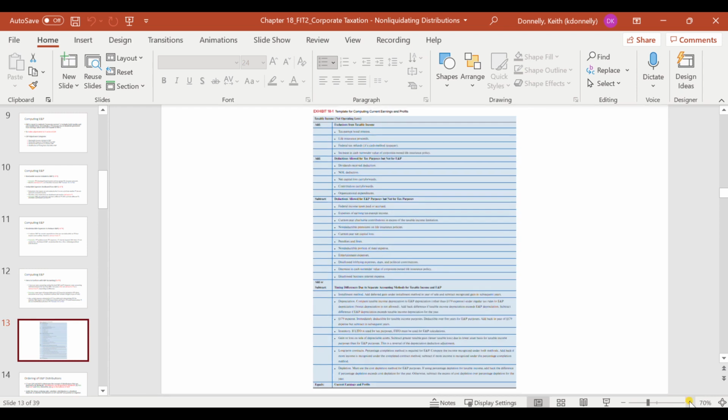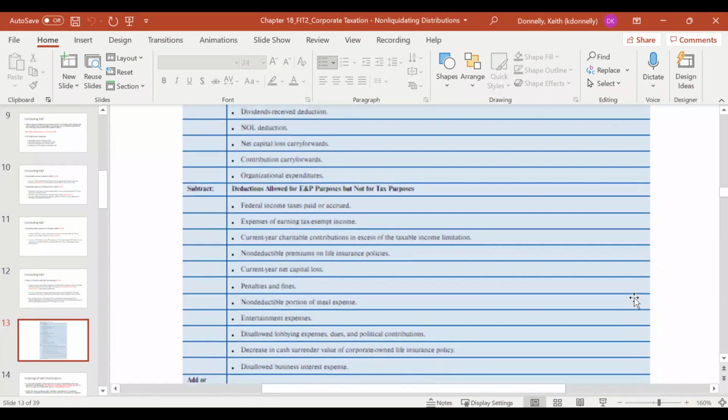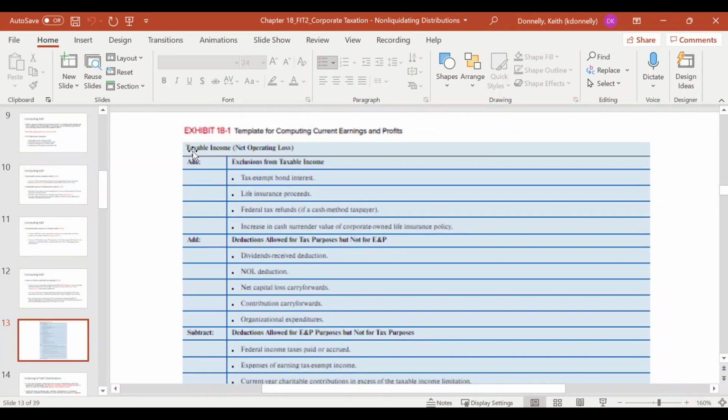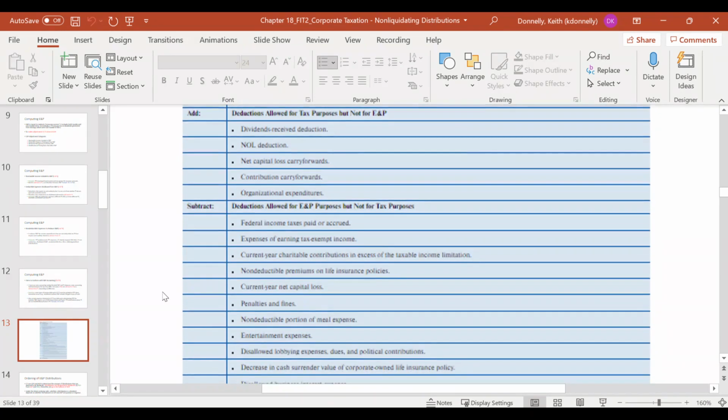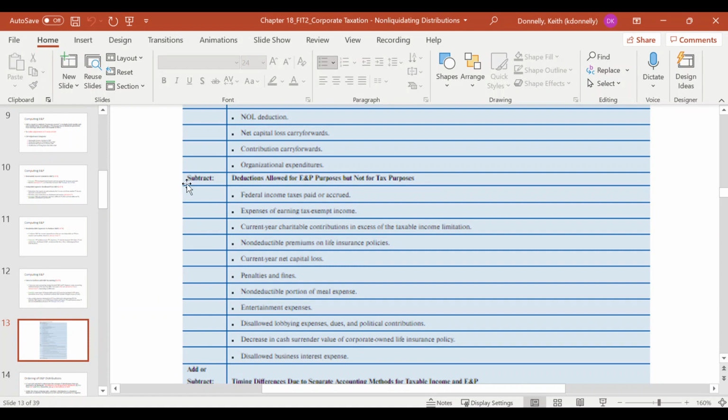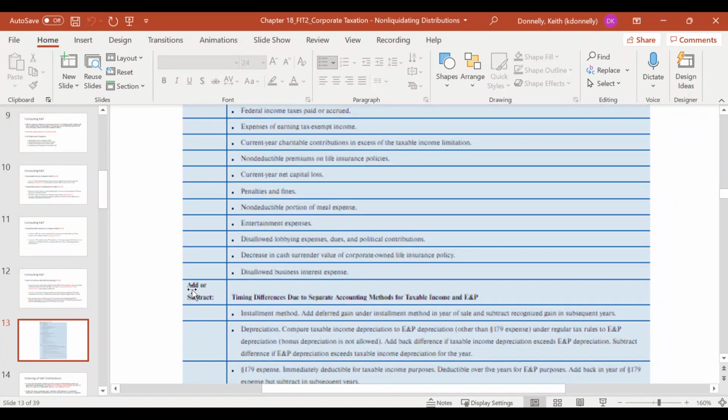So this right here, and we can kind of look at it, it's kind of the 4 categories. You would have your taxable income, then you would do your add backs for exclusions from taxable income. You can see some of them there. You would do your add backs for deductions allowed for tax, but not for E&P. Then you would have your subtractions for deductions allowed for E&P, but not for tax. And then you would have either your additions or your subtractions for those different rules.